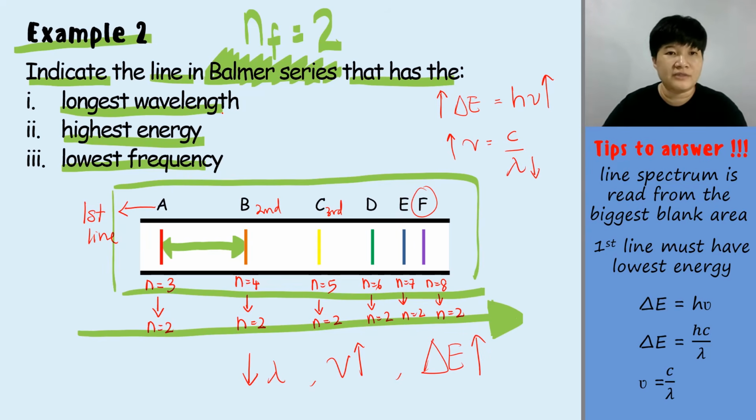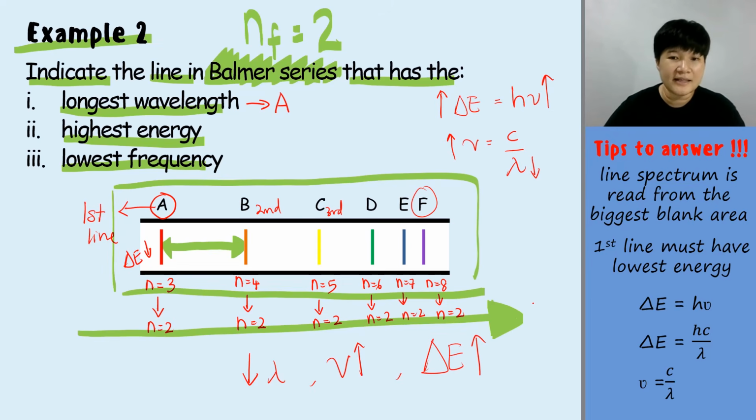So which one will have the longest wavelength? Longest wavelength means I want the higher wavelength, but I know that moving from the left to the right, the wavelength decreases. So the longest wavelength will be line A. Line A will have the longest wavelength because it has the lowest energy. Delta E is the lowest, therefore the wavelength will be the highest.